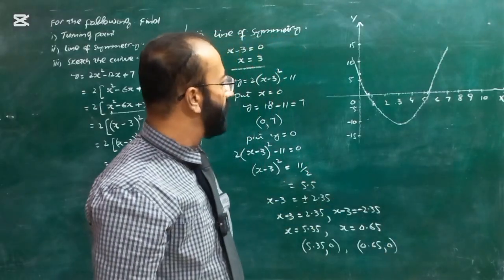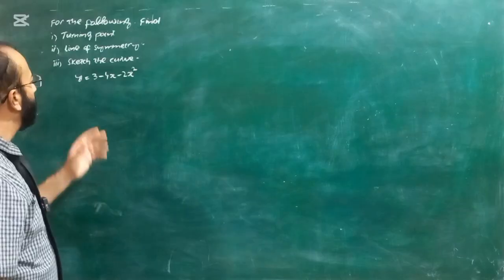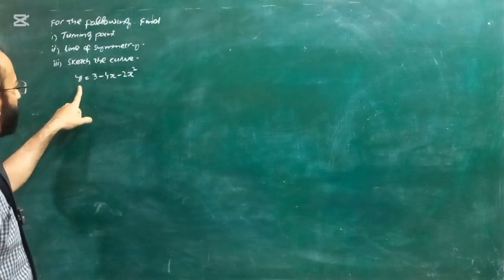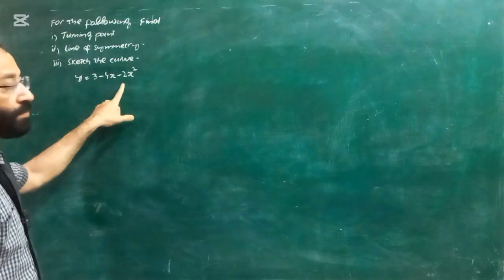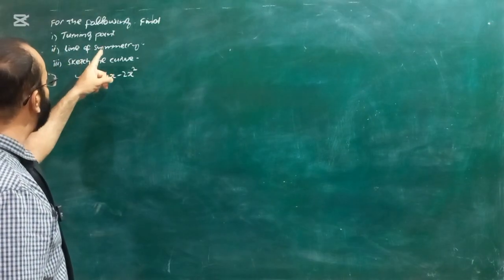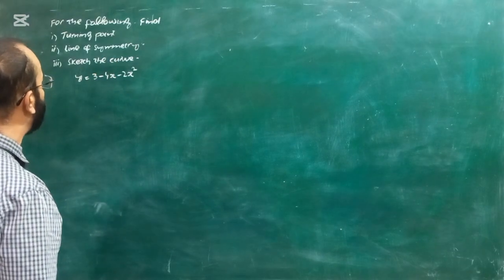So this was the question, students. Here is another question, and the requirement for the quadratic equation is the same. The quadratic equation is y is equal to 3 minus 4x minus 2x square. The requirement is to find the turning point. Second is the line of symmetry. Third is to sketch the curve.